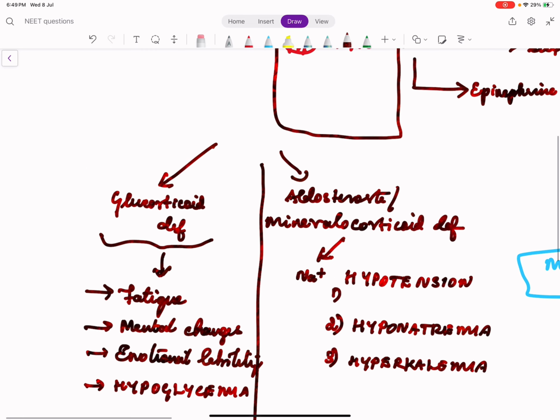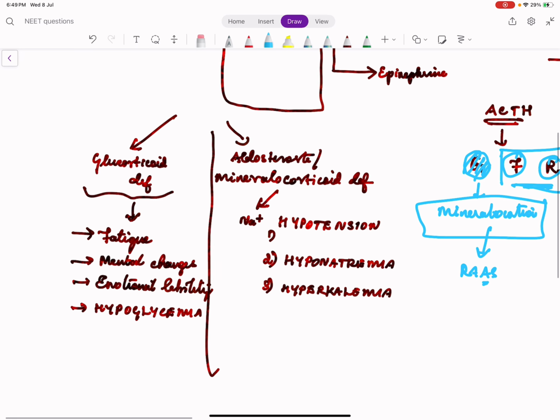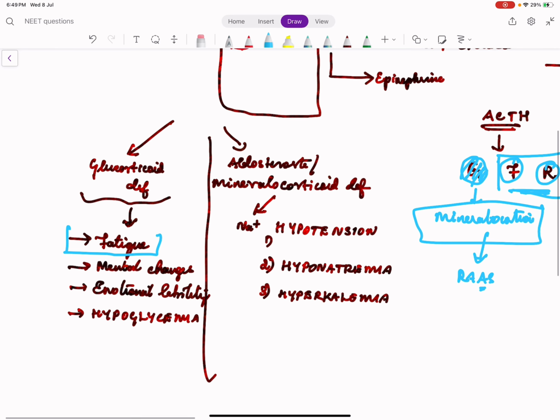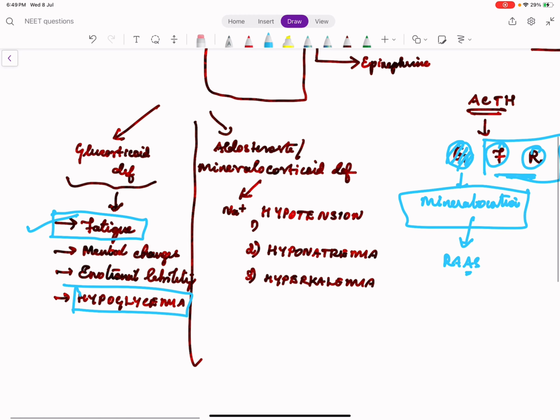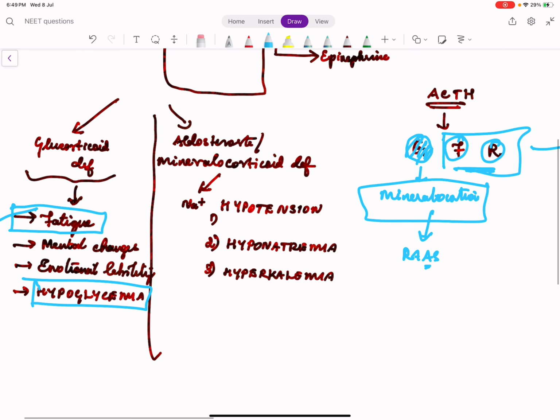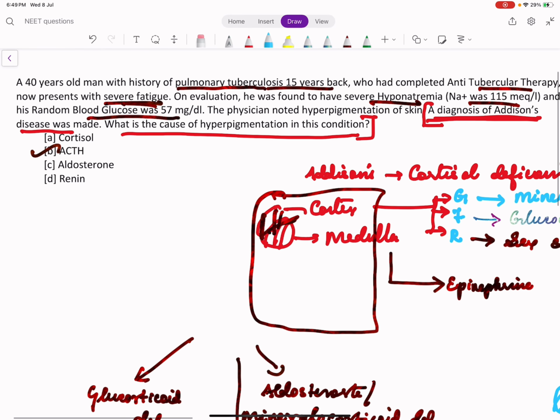So see, in this question, we have a few keywords. There is fatigue, which is a symptom of glucocorticoid deficiency. There is hypoglycemia in this patient. That is a feature of glucocorticoid deficiency. There is hyponatremia, severe hyponatremia, which is a symptom of mineralocorticoid deficiency. So even if they didn't give the wording like Addison's disease, if a question has been framed like what's the diagnosis in this case, you can tell it is Addison's.